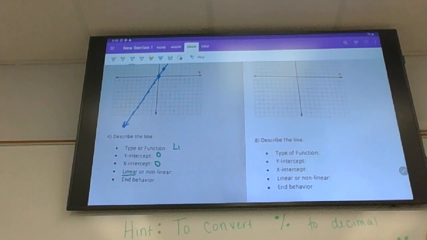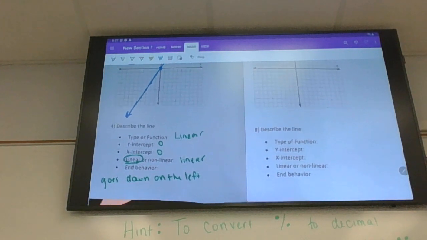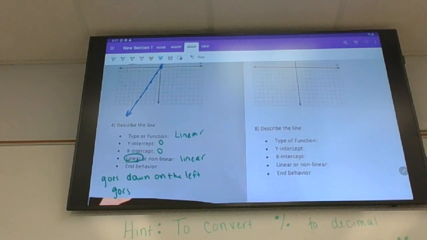It has one name, linear. Of course it's linear if the name is linear. The end behavior: it goes down on the left, goes up on the right.